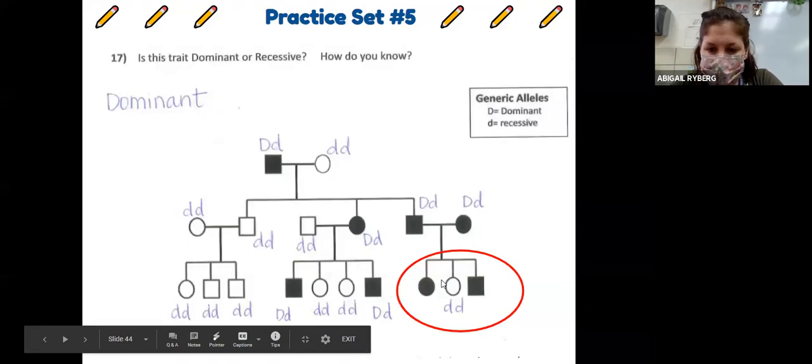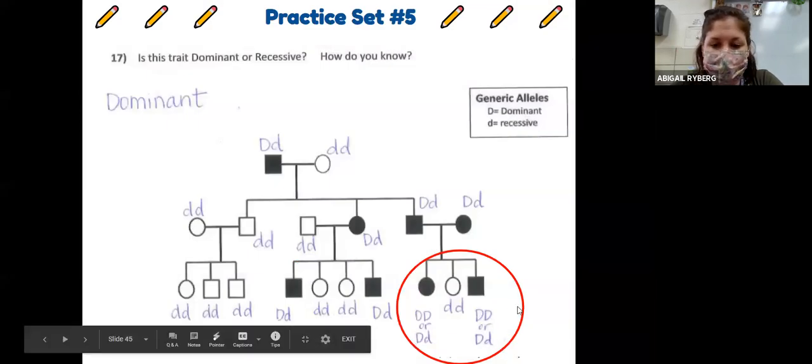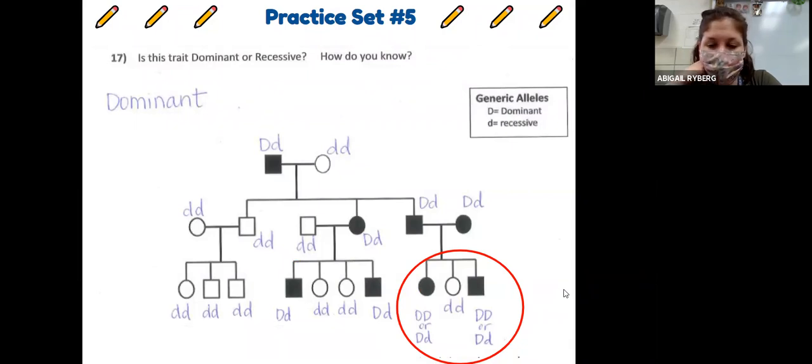And we have two more left. So these individuals, they have to have the dominant allele, but we don't know. They could have gotten a big D from each parent, or they could have gotten a big D from one and a little d from the other. So those are the only unknowns on this pedigree.